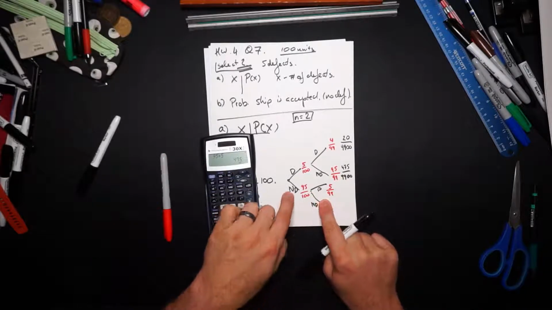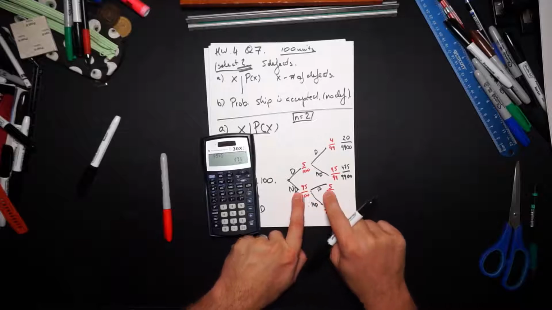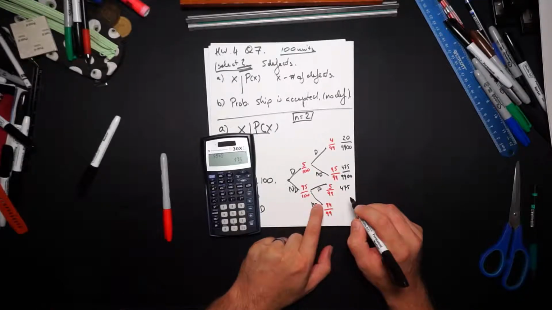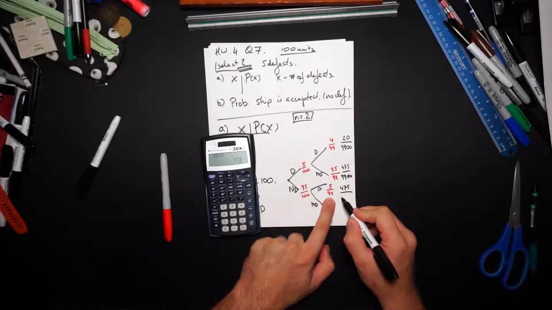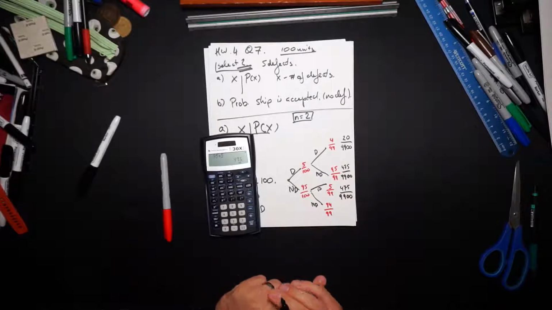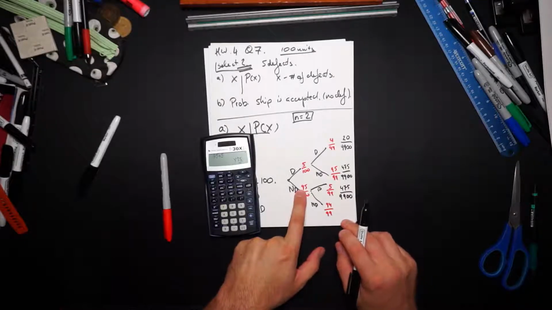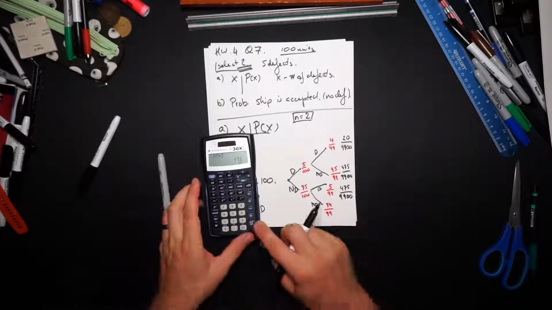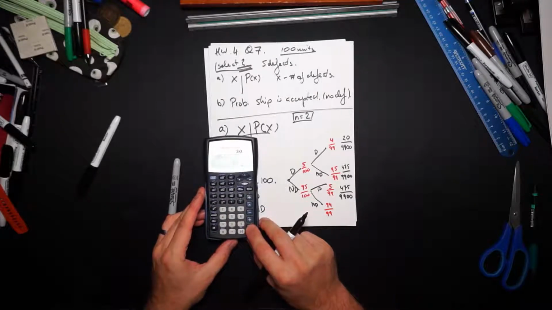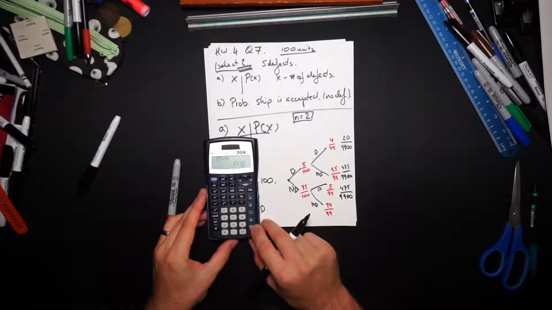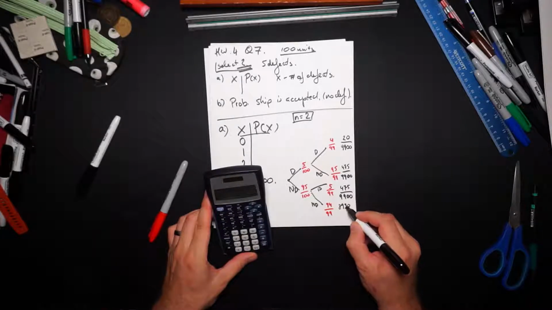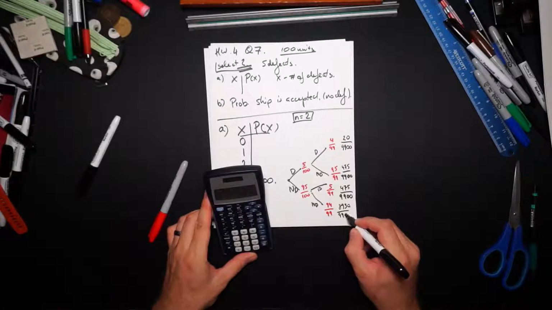And let's get no defect and then defect. 95 times 5, 475, and the bottom 9900. And then the last one is 95 times 94, and that comes out to be 8,930 divided by 9900.